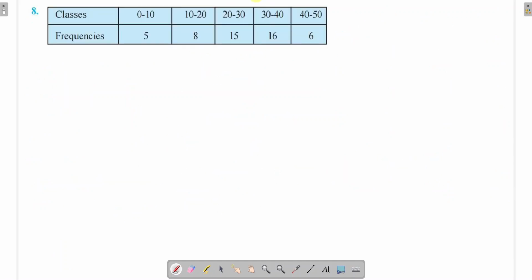Now let us go to the next problem. So 8th one. We have to find the mean and variance of this data. Classes are given and frequency. So let us solve this. First of all, we have to make the table, and the table will consist of the following entries: classes, then frequencies, fi, then midpoints that are denoted as xi.